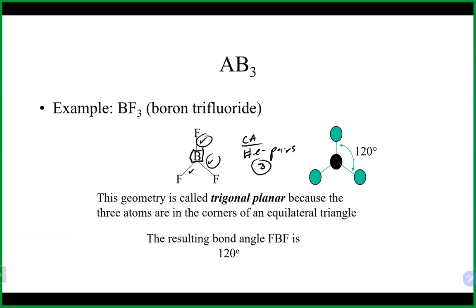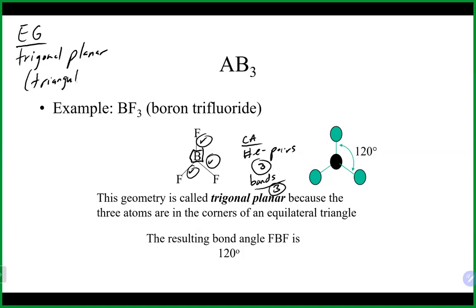It has 1, 2, and 3 bonds as well. So something with 3 electron pairs, the electron pair geometry name is trigonal planar, and it's sometimes referred to as triangular. The molecular geometry name, again, because those are all bonding electrons, those atoms will move the exact same way, and that is going to be trigonal planar as well. It has a bond angle of 120 degrees.